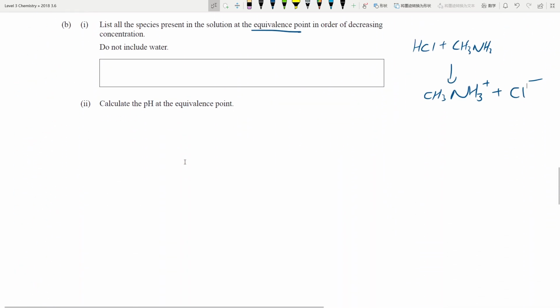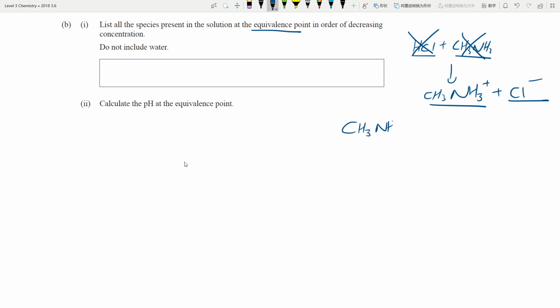Okay, so at equivalence point, it means that you added enough of the HCl. So the two things that are highlighted, they are equal molar. So there's none of these, there's none of that. They're all being turned to Cl- and CH3NH3+. But then your CH3NH3+ can further dissociate, which is the same equation that I wrote above. They can partially dissociate into CH3NH2, and you will have a bit of H3O+ ions.